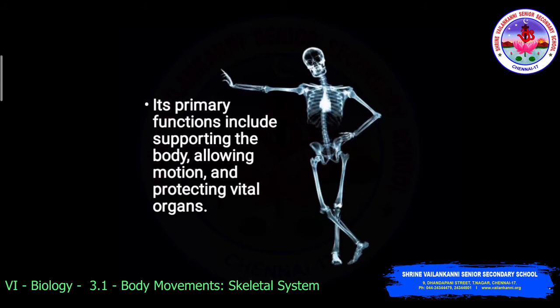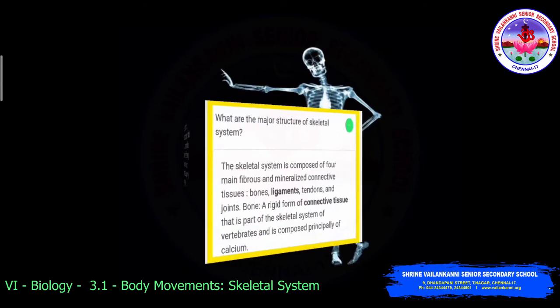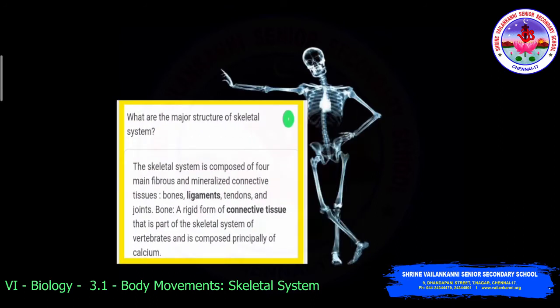The next slide is about the major structures of the skeletal system. The skeletal system is composed of 4 main fibrous and mineralized connective tissues: bones, ligaments, tendons and joints. Bone: what is bone? It is a rigid form of connective tissue that is a part of the skeletal system of vertebrates and it is composed principally of calcium. So the bone is made up of calcium.